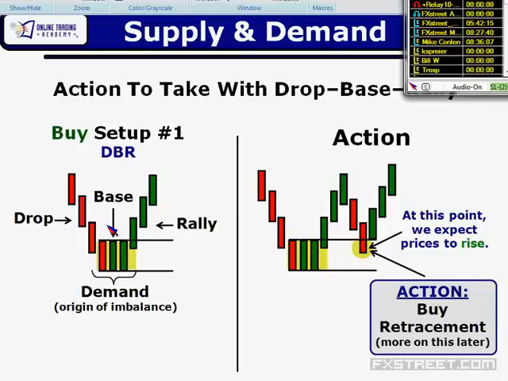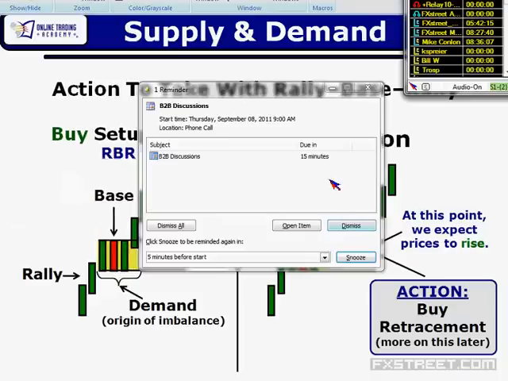So the action, once you see this picture that represents a price level where demand exceeds supply, is that we want to be buying the first pullback. And again, there has to be a profit margin with this. It has to be the first pullback. It has to be a quality demand level. We'll get there with the odds enhancers.